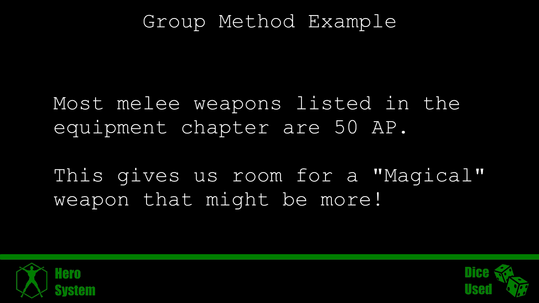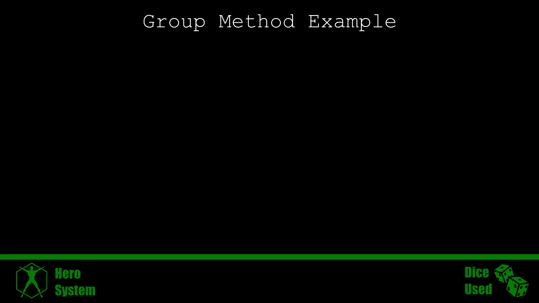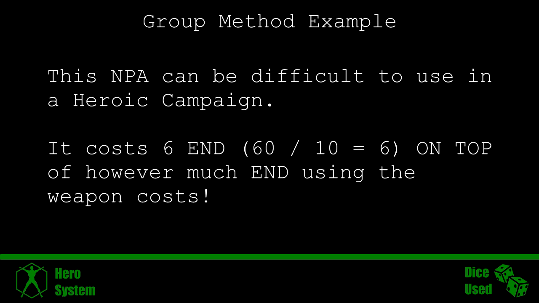We base this power on up to 60 active points, since most weapons listed in the equipment section have an active cost of 50 points or so. This gives us some room for having a magical sort of weapon that's actually far greater than a standard weapon, should we want that.